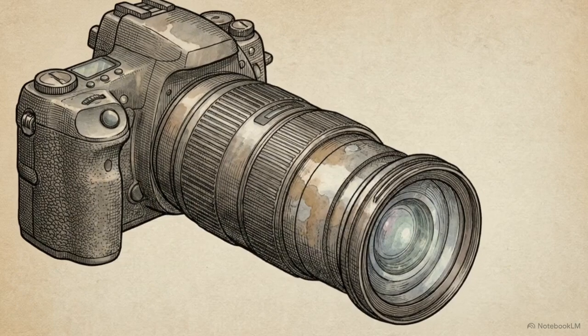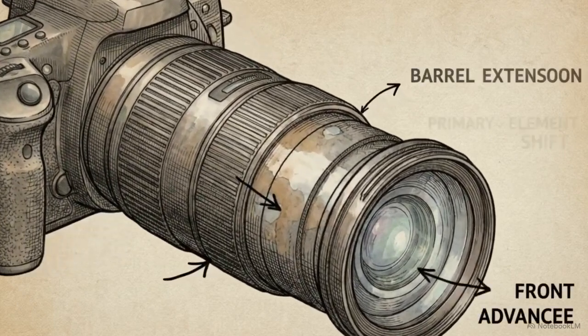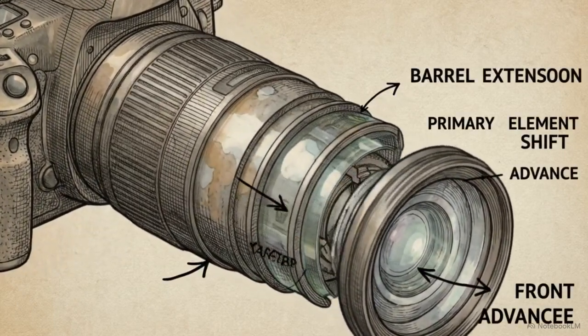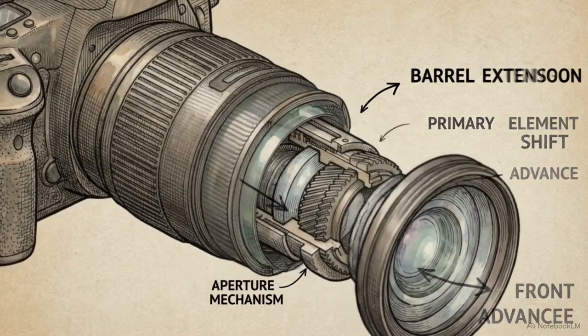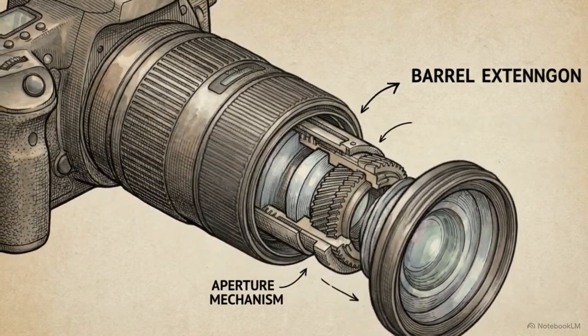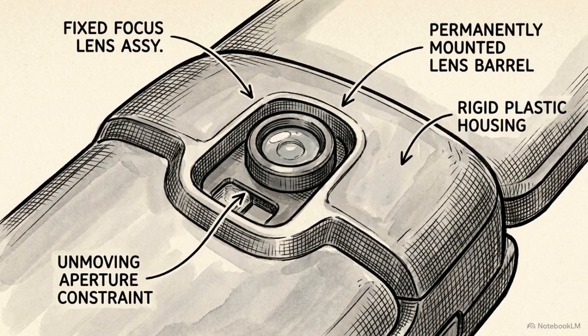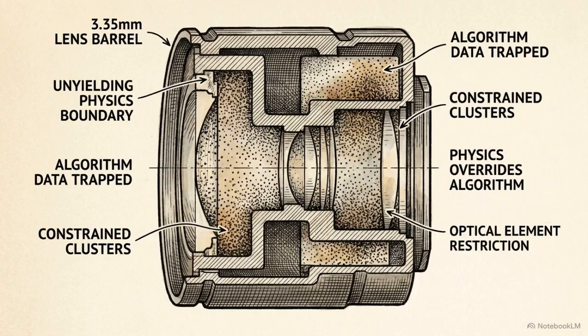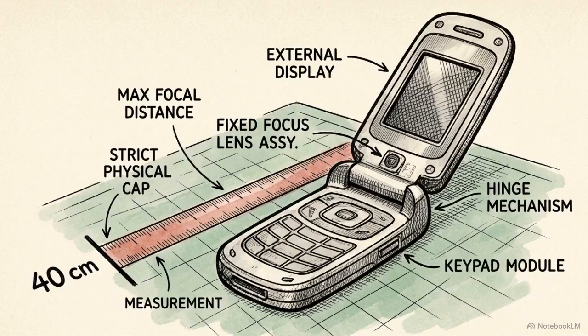To maintain accuracy as distance increases, professional photogrammetry solves this problem by physically lengthening the camera lens to increase the camera constant. The Samsung X640 has a fixed 3.35mm focal length. That physical piece of hardware cannot be altered. The unyielding physics of the 3.35mm lens override the DLT algorithm, placing a strict physical cap on the camera's photogrammetric viability at approximately 40 centimeters.